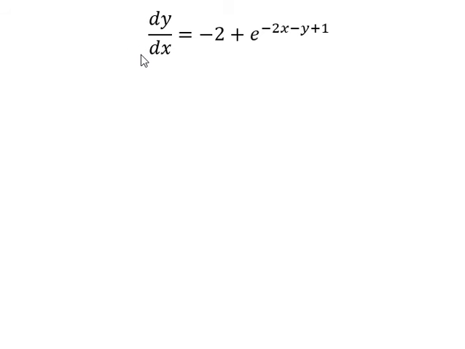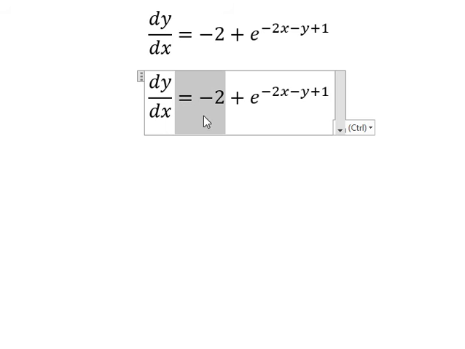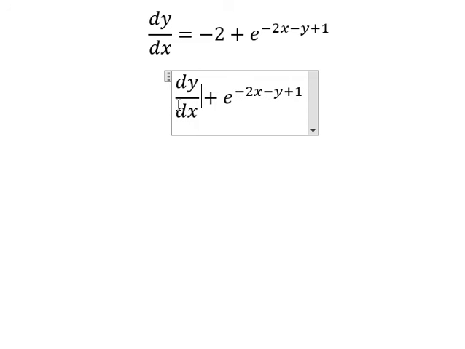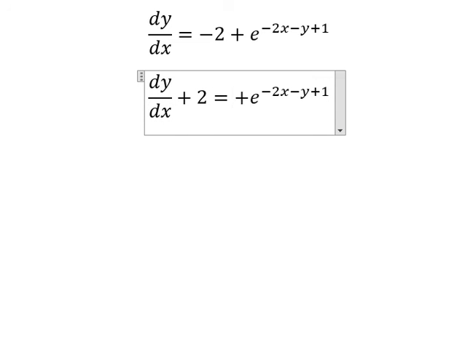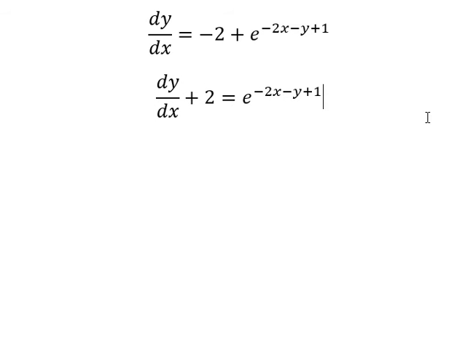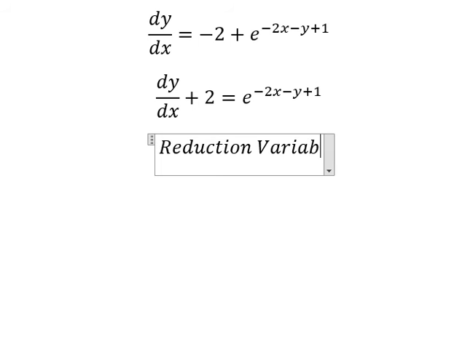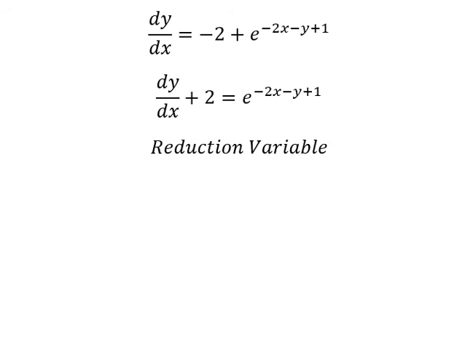So now I will show you how to answer. So I will put negative number 2 to the left and you get positive number 2. Next, we can use reduction of variable. So I will put u equals negative 2x negative y plus 1.